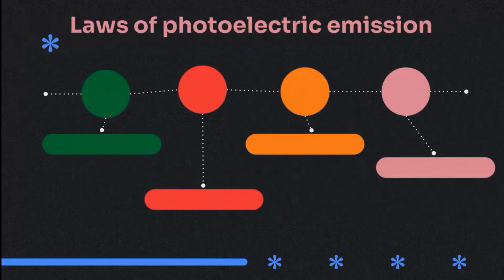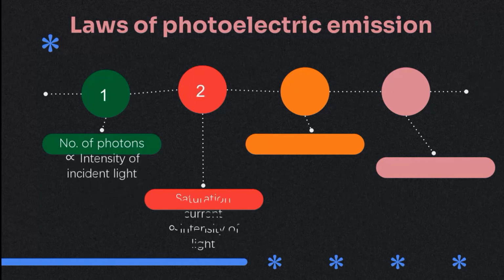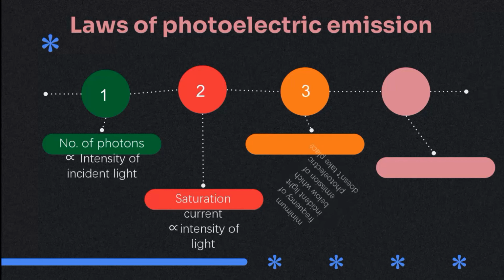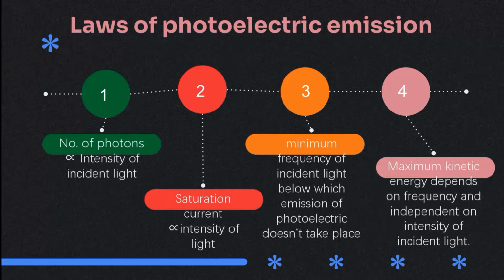Here we will go through the laws of photoelectric emission, which were summarized as experimental features and observations. Before that, we should know that photoelectric current depends on three factors. Number 1, intensity of incident light. Number 2, potential difference applied between the two electrodes. Number 3, the nature of the emitter material.